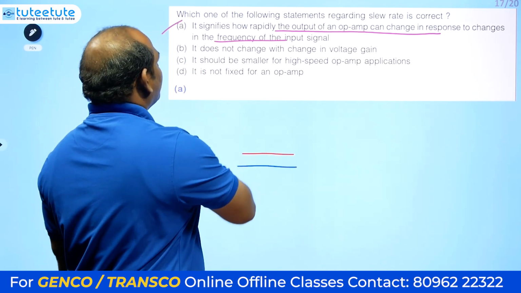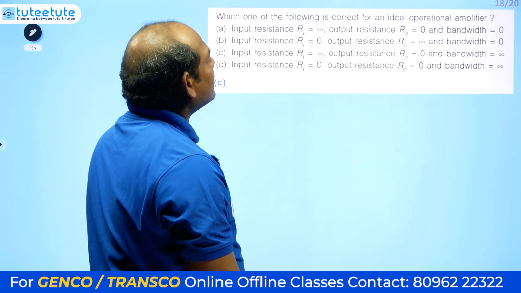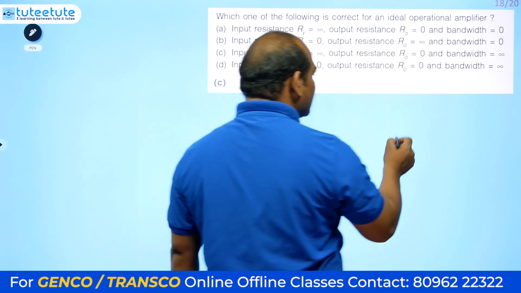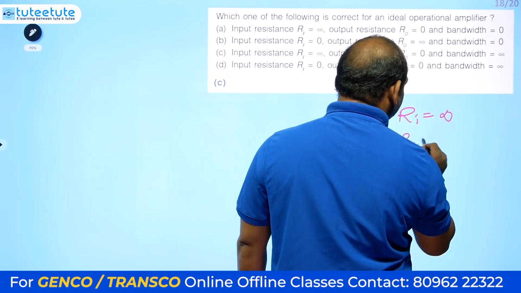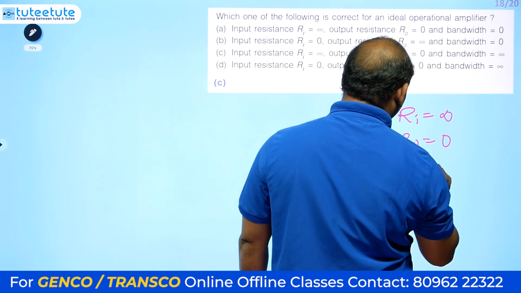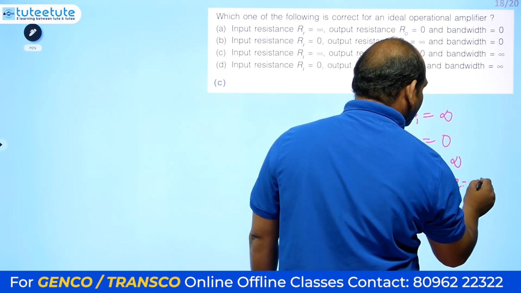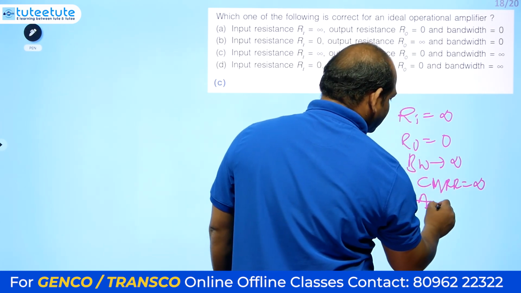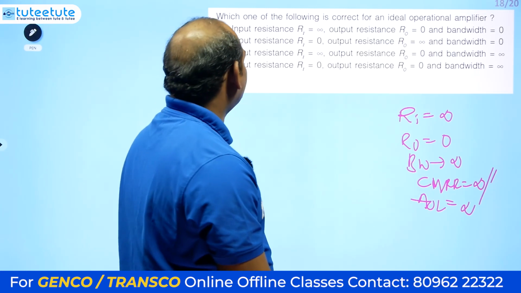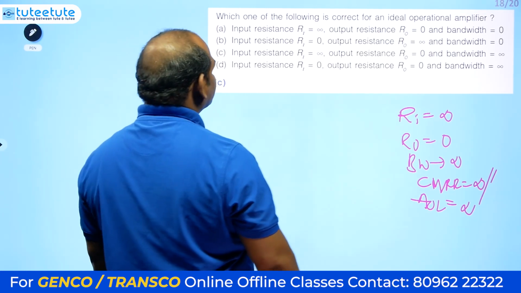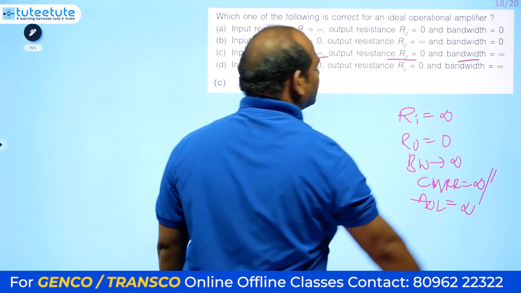Okay. Next, which one of the following is correct for an ideal operational amplifier? For an ideal operational amplifier, input resistance is infinity, output resistance is 0, and bandwidth is infinity. CMRR is infinity. Open loop gain is infinity. These are the characteristics you need to remember for the ideal operational amplifier. So if you check the options, option C is the correct option. RA infinity, R0 0, bandwidth infinity.